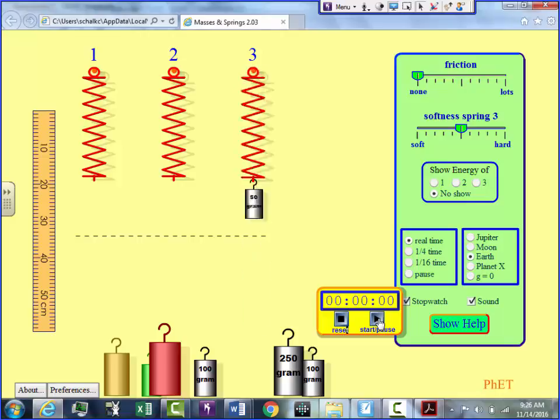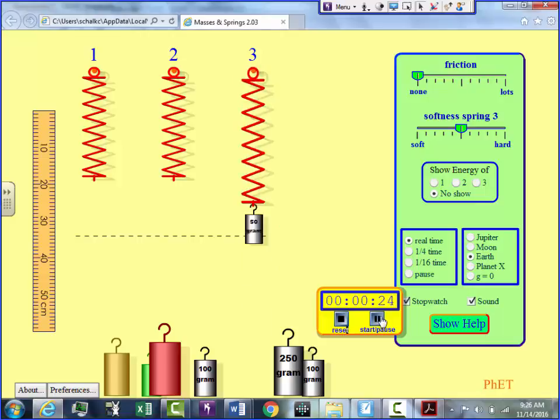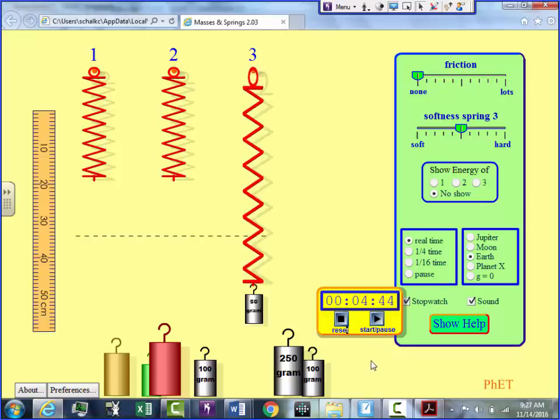You guys ready? From the bottom. Go. 2, 3, 4, 5, 6, 7, 8, 9, 10. So hopefully I did that properly. We'll try it one more time just to make sure that I'm in the ballpark there. But it looks like I got 10 oscillations in 4.44 seconds that time.